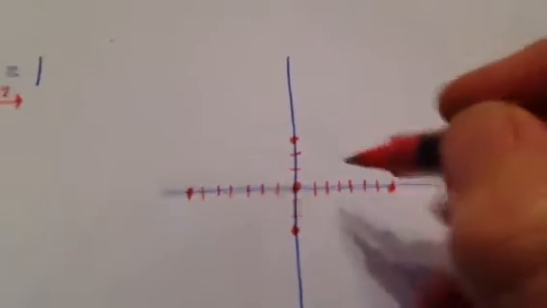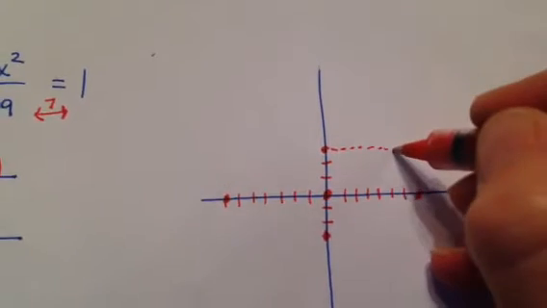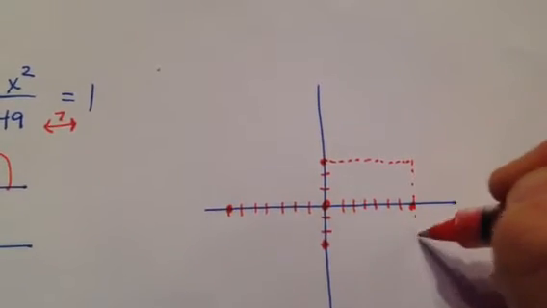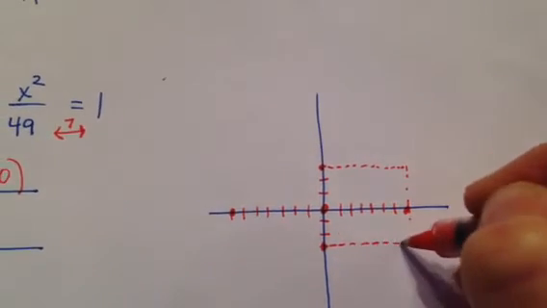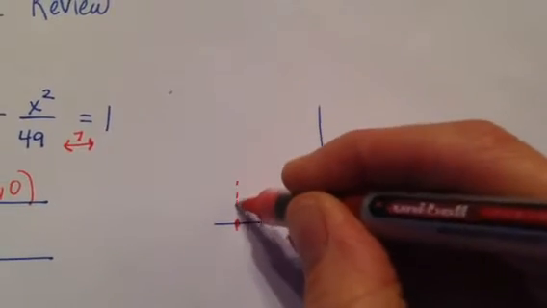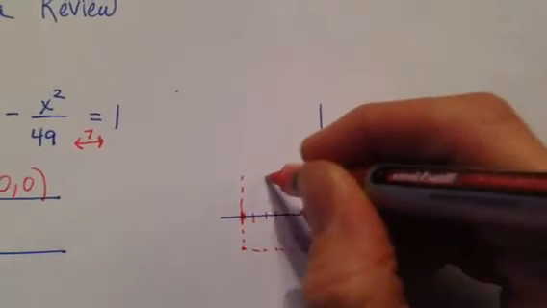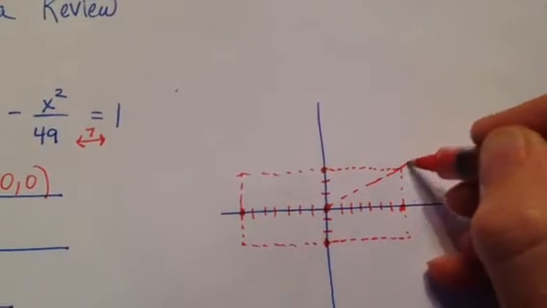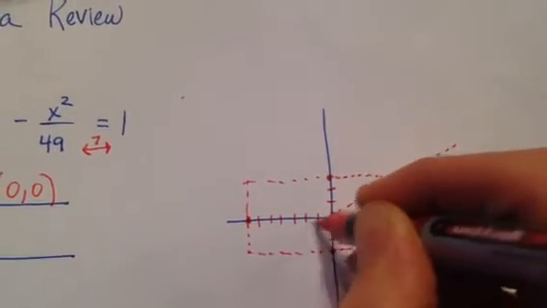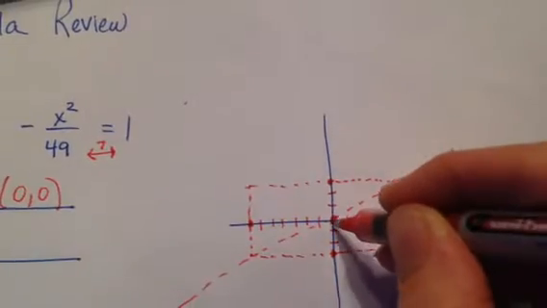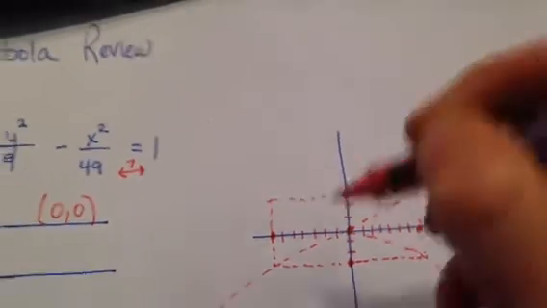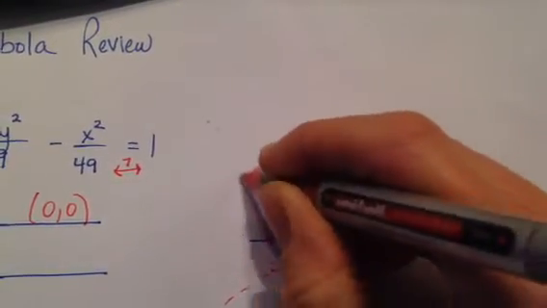Okay. Now, through these points, you need to draw your box, your little rectangle. So I'm going to do that. Take your time and make sure you've got a nice box. Draw your asymptotes. Make sure they go through the center and the corners of your box. So it should look something like this. Okay, everybody should be able to get that far.